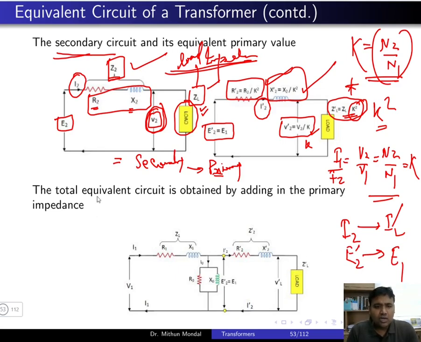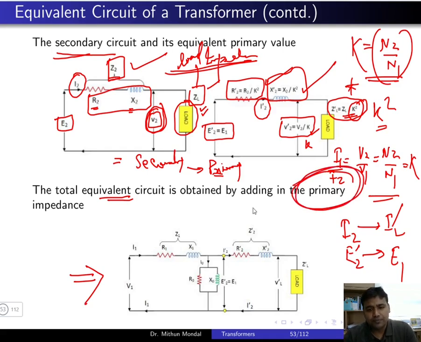Now we draw the equivalent circuit of the transformer taking all the quantities on the primary side. So we have taken all the quantities on the primary side of the transformer. So we will not touch the primary parameters. The primary parameters will be R1, X1, R0 and X0. That will be as it is, representing with the voltage V1, current I1 and the no load current I0. So this will be as it is.